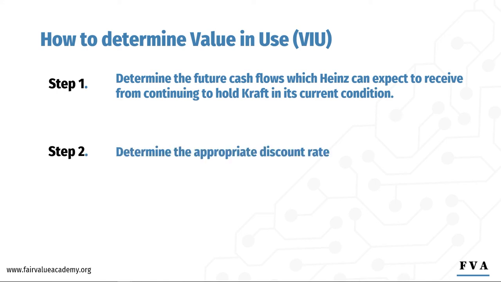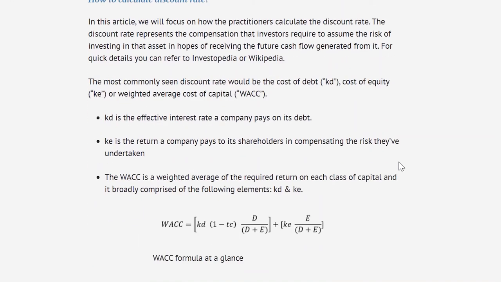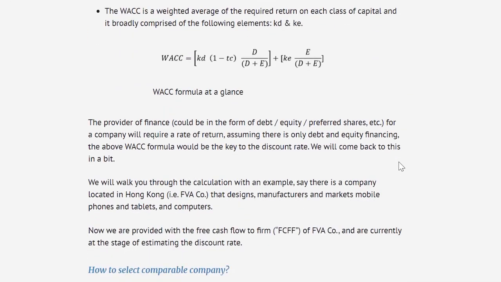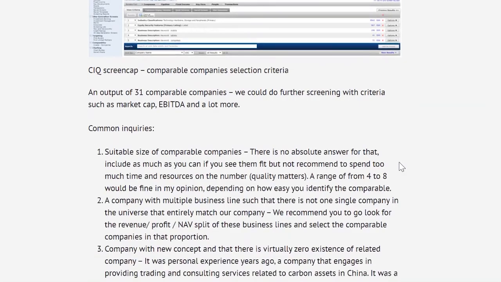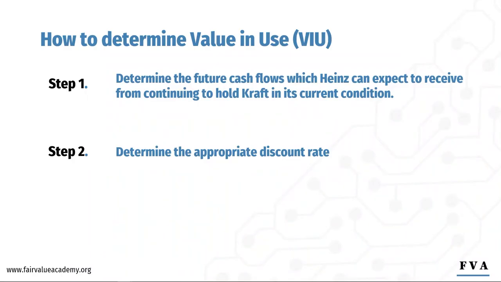Step 2. Determine the appropriate discount rate. You can refer to our session on WACC or weighted average cost of capital for more details on how to calculate the discount rate. One point I would like to make here is that IAS 36 mentions pre-tax discount rate. We have covered how to derive the pre-tax discount rate in session 10 of the video lectures.